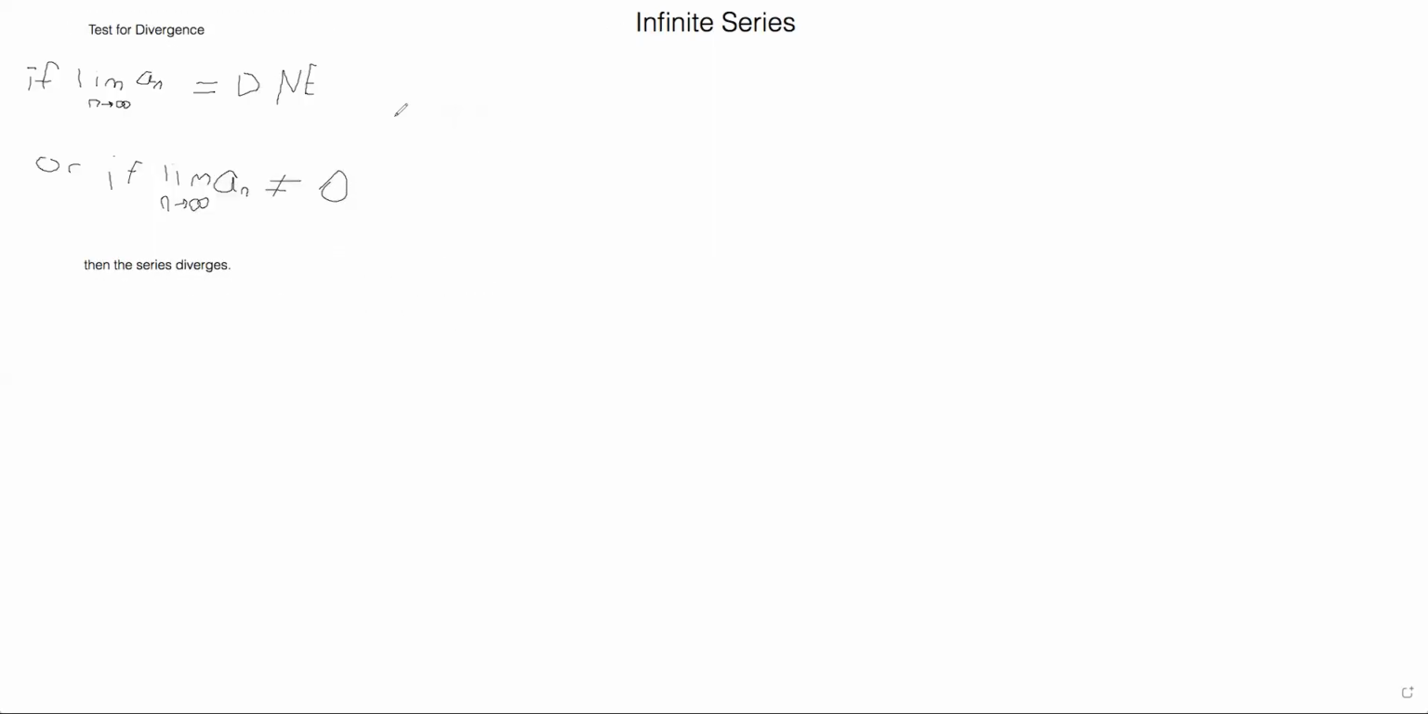So let's put this into practice. Let's take a fairly complicated series and use this test for divergence and see if we can definitively prove if it converges or diverges. So we have the sum starting with n equals 1, going to infinity, of n to the second power, all over 5n squared plus 4.